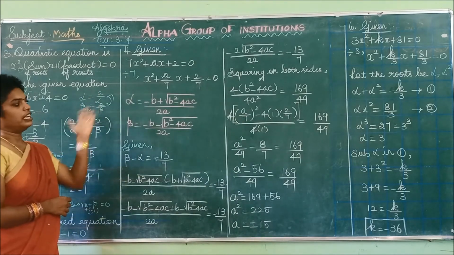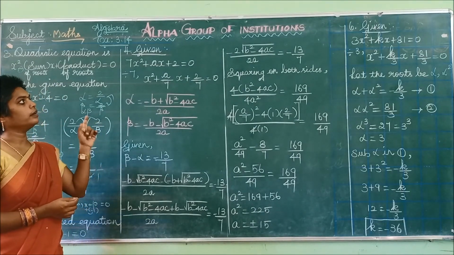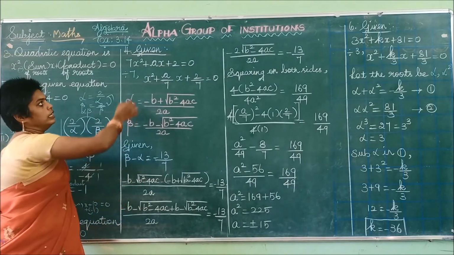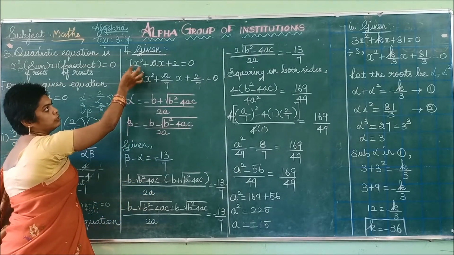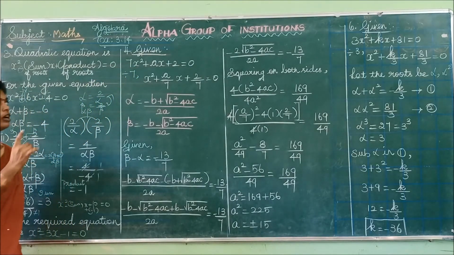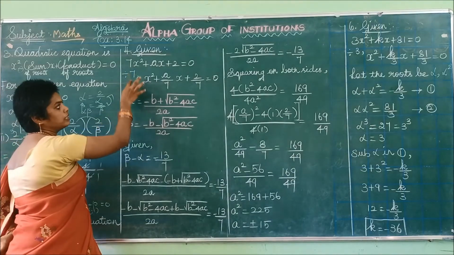So write the given equation first. What is the given equation? 7x squared plus ax plus 2, which is equal to 0. So in this part you have considered that the coefficient is 7. So I have to change the coefficient to 1, which means you have to divide throughout the equation by that 7. So dividing by 7.